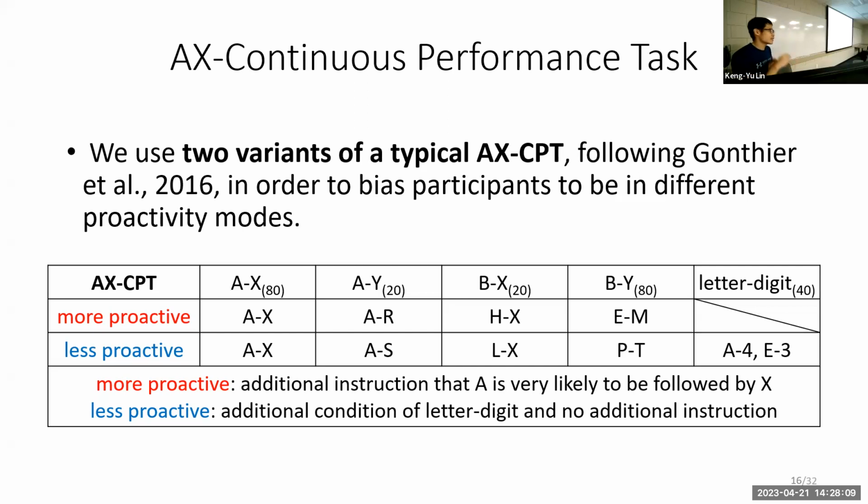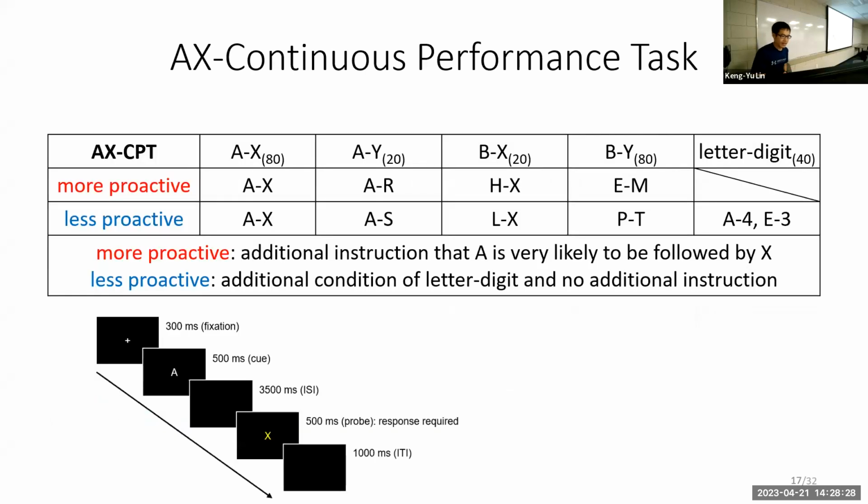So participants in this experiment would join one version of the AXCPT, but not two, because it's a between-participant design, meaning that they can only join one of the versions. And we would randomly assign the participants to one of the versions. And this is the presentation of the AXCPT task in the lab.